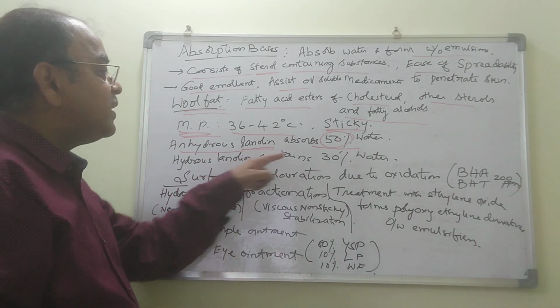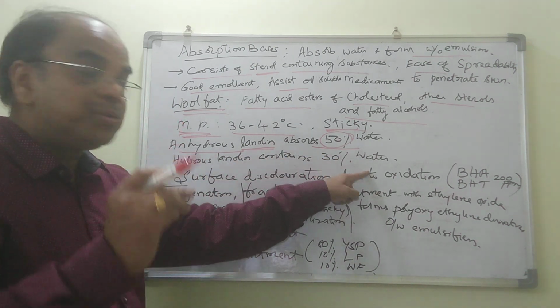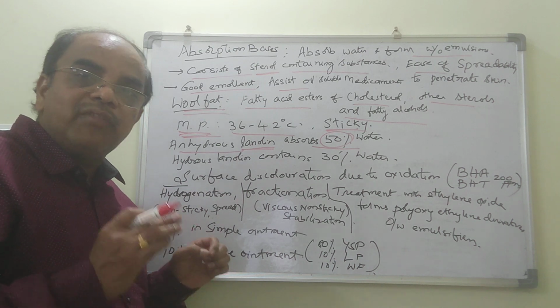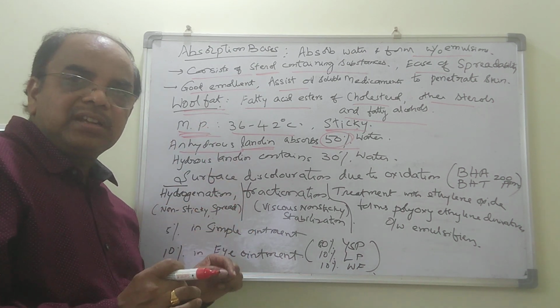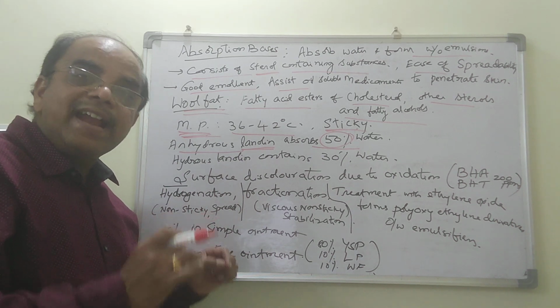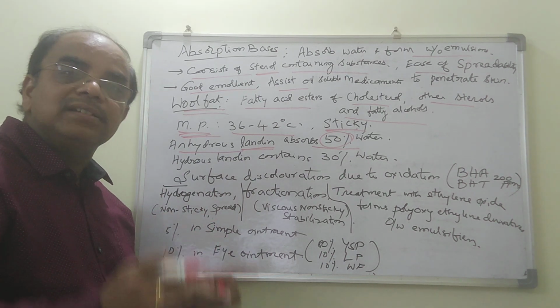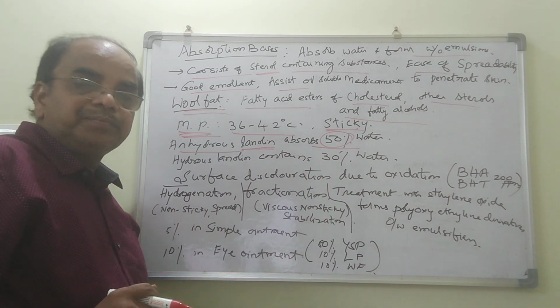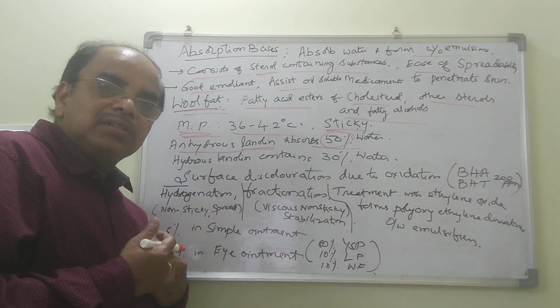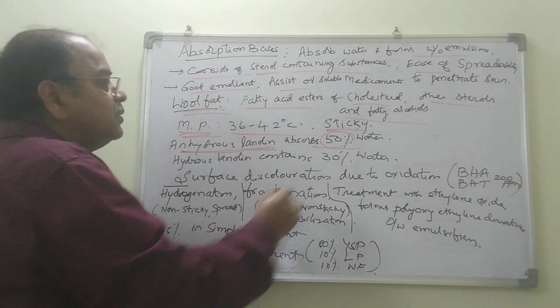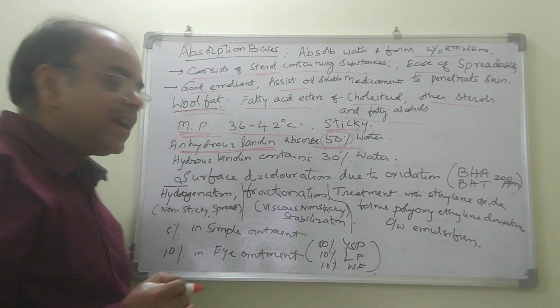Hydrous lanolin contains 30% of water. These are the two. A common question in the viva: what is the amount of moisture or water present in the hydrous lanolin, hydrous wool fat? That is 30%. How much water can be absorbed by the anhydrous lanolin? It is 50%, right?